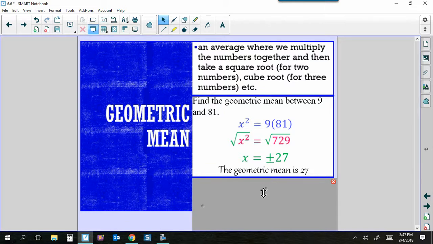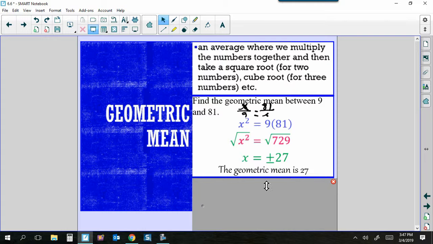Now, one thing you need to remember with geometric mean, and we didn't show it right here, is that we are just setting up a proportion and taking our cross products. So really all we did here was say that x over 9 was equal to 81 over x. Then we took our cross products, and that's how we got x squared equals 9 times 81. We've been doing proportions for a while now, so I think we should be okay.